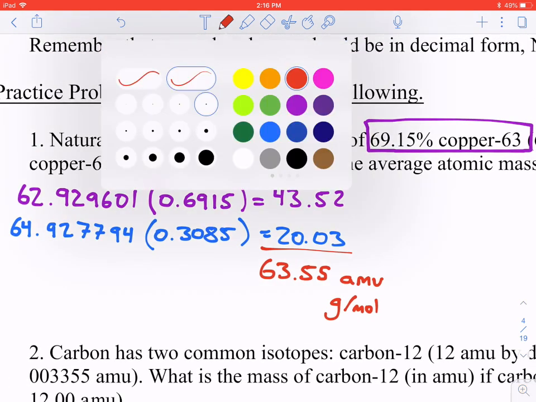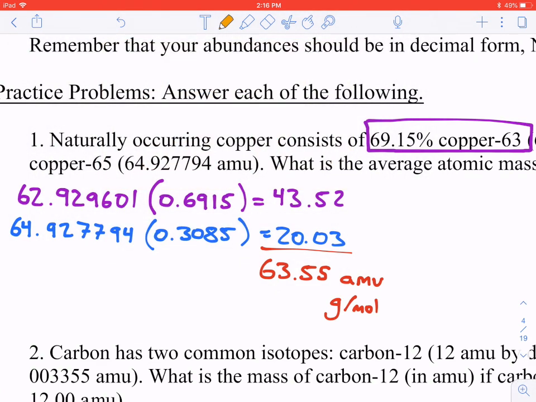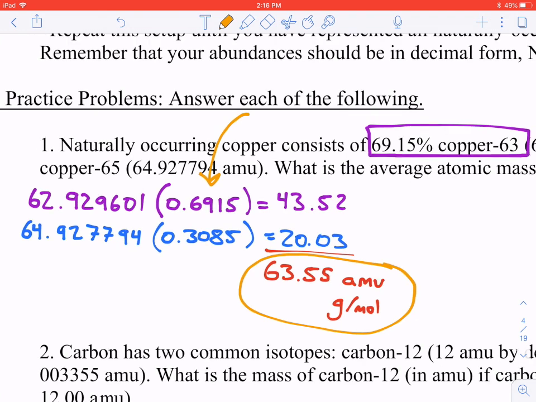And this explains why it's a decimal, right? The reason that this is a decimal and not a whole number is because it's an average of different isotopes. And more than an average, it's a weighted average based on how often they occur or their relative abundance. So we can do straightforward problems like that where we are given masses, we are given relative abundances, we multiply, we add together, but we can also make this a bit more complicated.